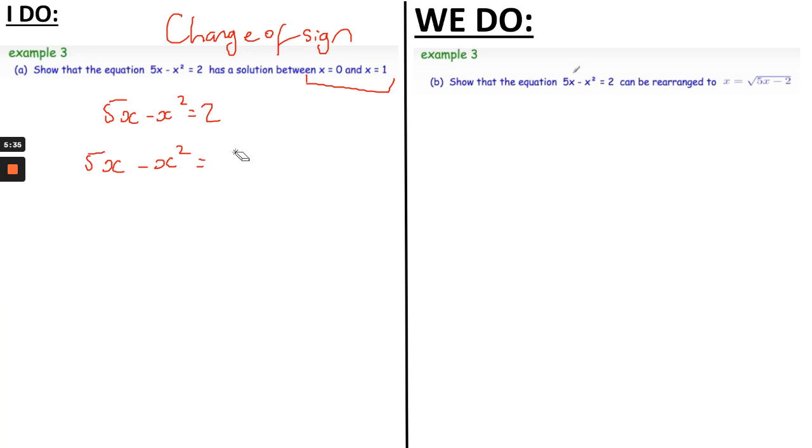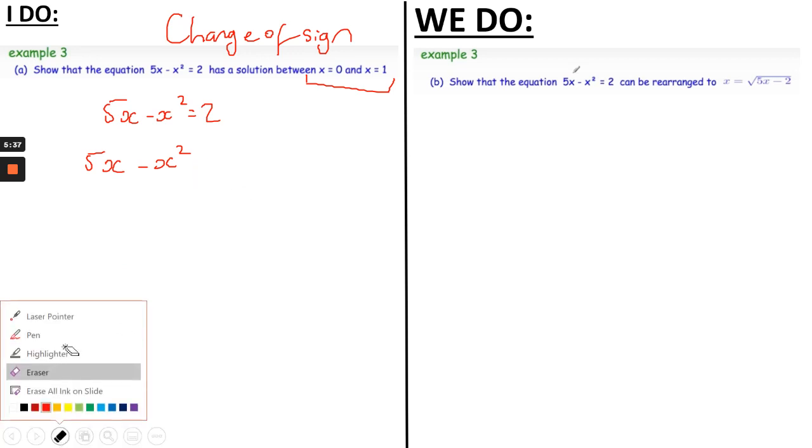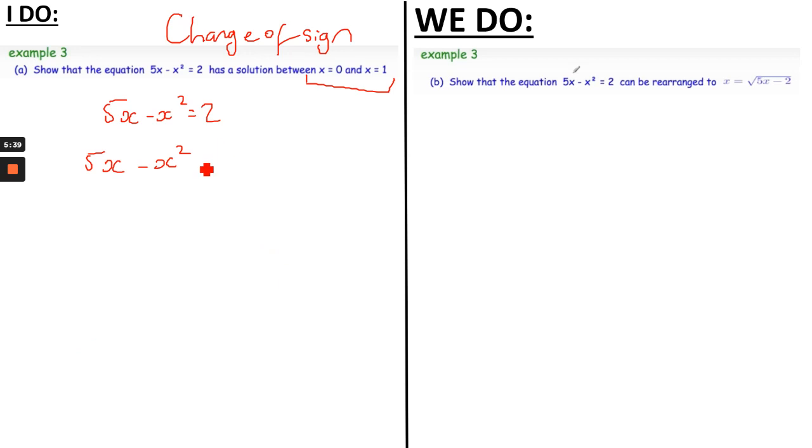So 5x minus x squared subtract 2 is equal to 0. And then what you're going to do is put x is 0 into the equation, and put x is 1 into the equation. What you should get is one that's positive, one that's negative. And then you can say that there's a change of sign, so there must be a solution.